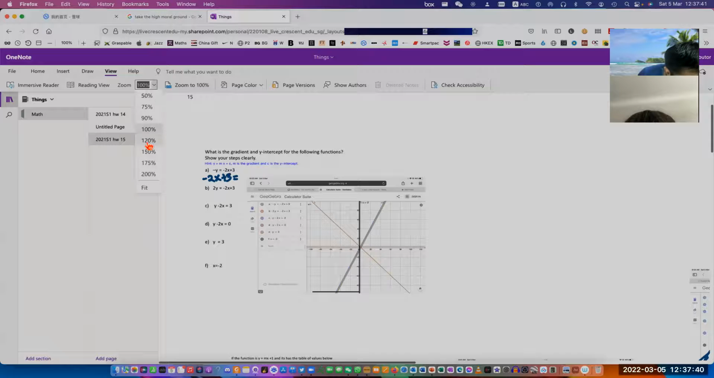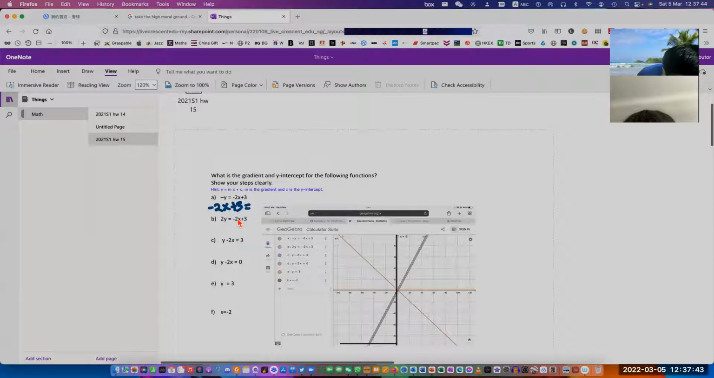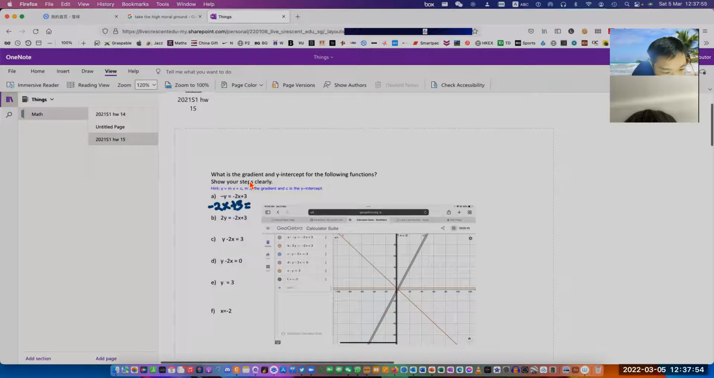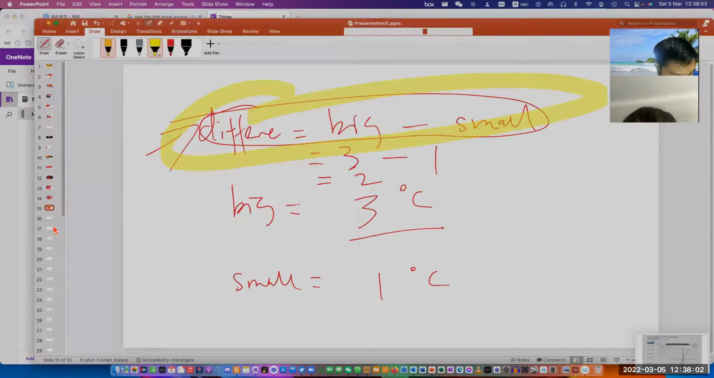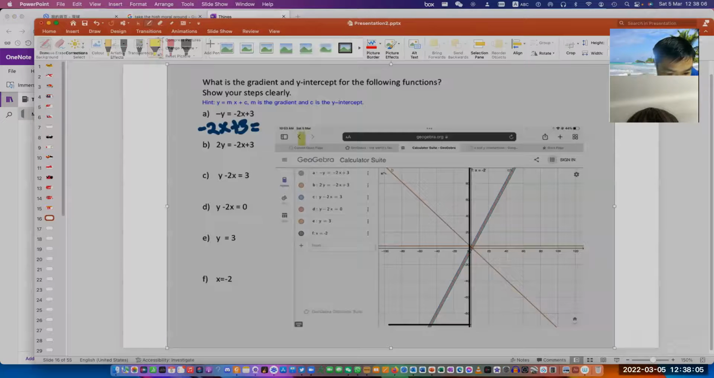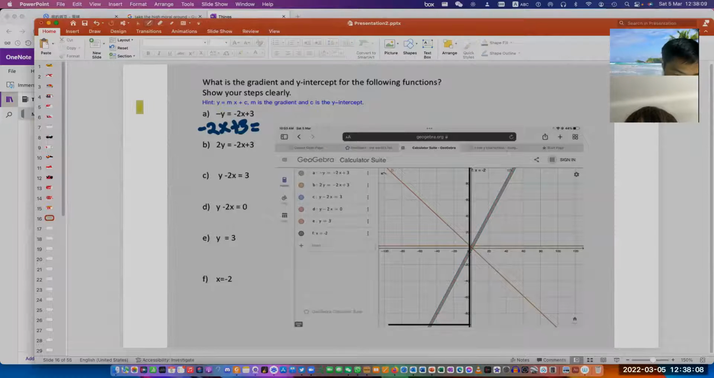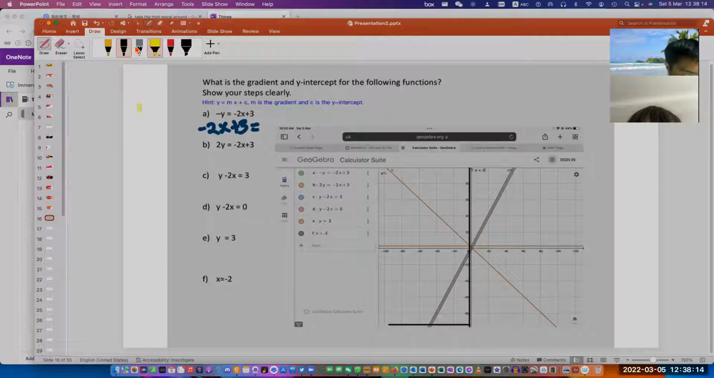Did you use the software, or what did you use to figure it out? I use GeoGebra. Wow, nice. But one thing I want to tell you is I already gave you the hint here, which you don't seem to understand. Yeah, good that you use GeoGebra. Hopefully you are familiar with it now. Okay, good. What's the hint here? Y equals mx plus c. M is the gradient and c is the y-intercept. Very good.